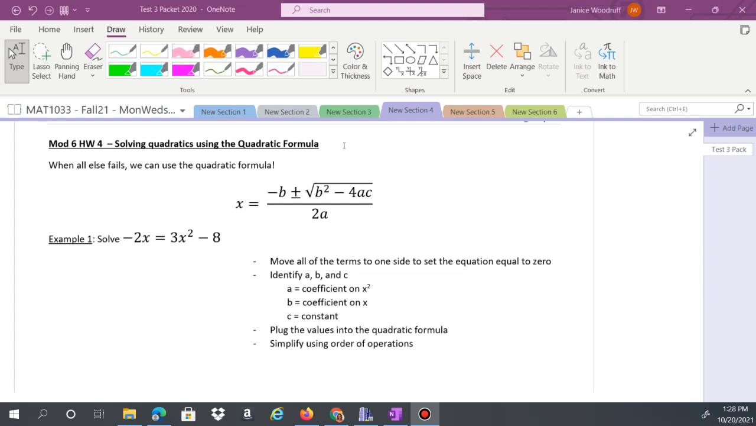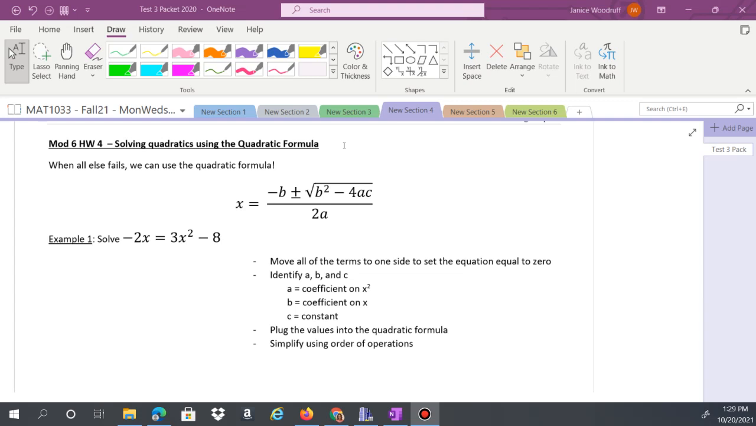Okay, in this section we are solving quadratics using the quadratic formula. So we did solving by factoring. We did solving when we had a square root, so the square root method. Then we did completing the square. Now, basically this is when I go to factor something, and I can't, I'm going to use the quadratic formula. But you can always use the quadratic formula even if you can factor. So you can use this to solve any quadratic.